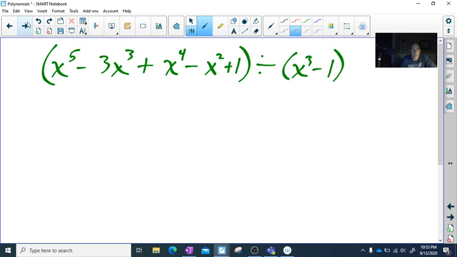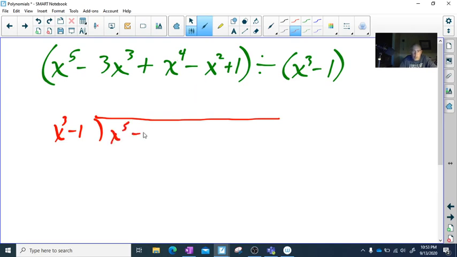Okay, so let's take this one. Oh, I like this. This is good. So this is kind of, you really got to know your stuff to get this one. So let's take x to the third minus 1, and we're going to divide it into... Do you notice here how I go 5, and then it goes 3, 4, 2? So you got to get these in order. So it's going to be x to the 5th plus x to the 4th, subtract 3x to the 3rd, subtract x squared, and then plus 1. So that's descending order.